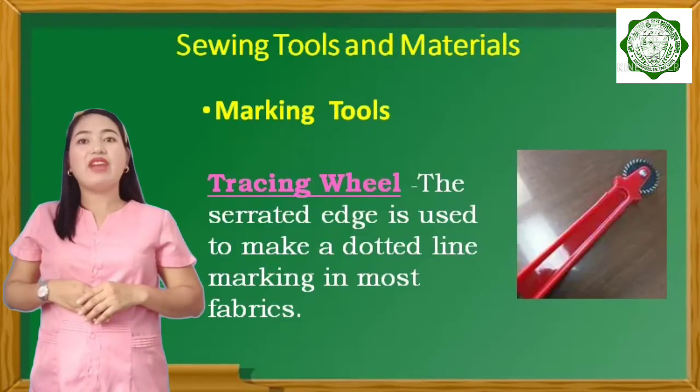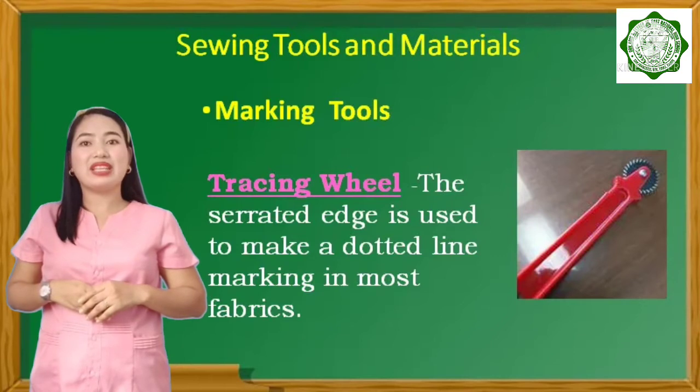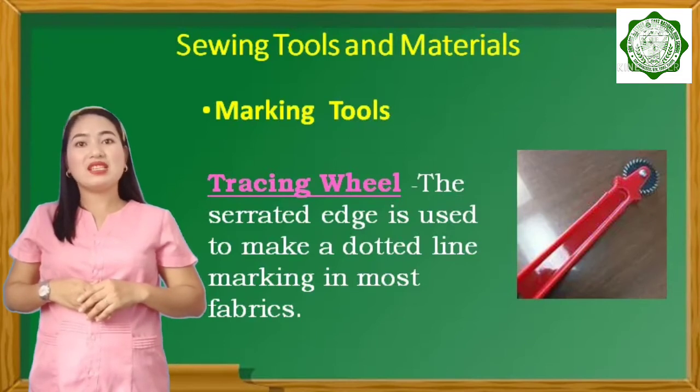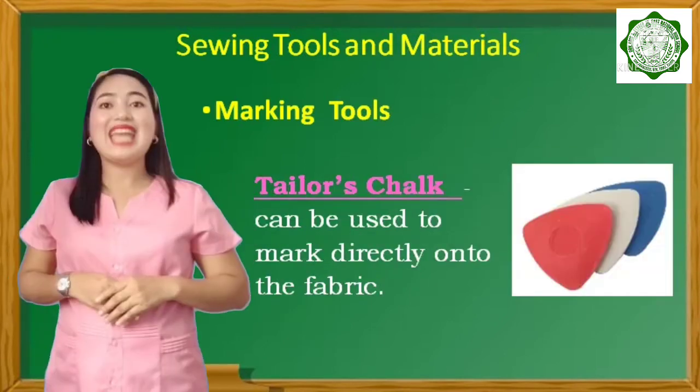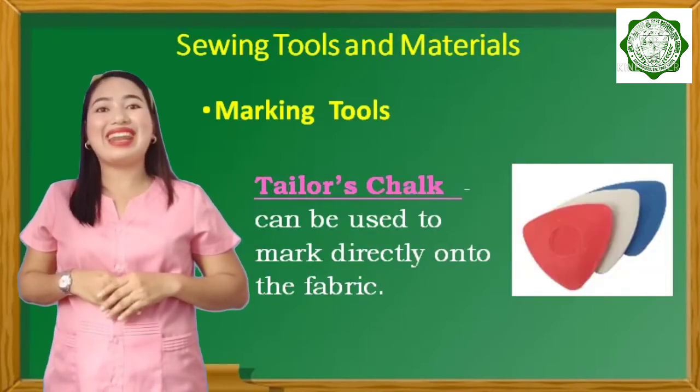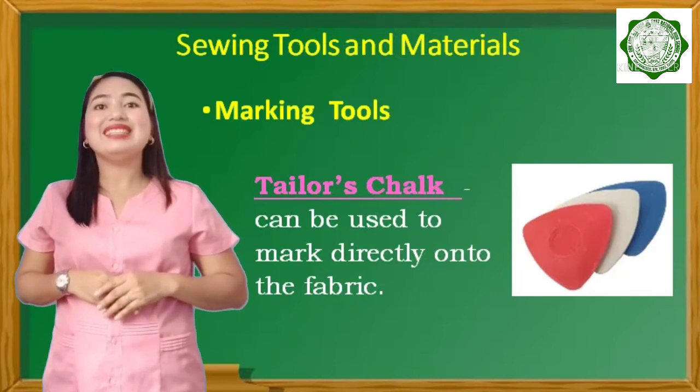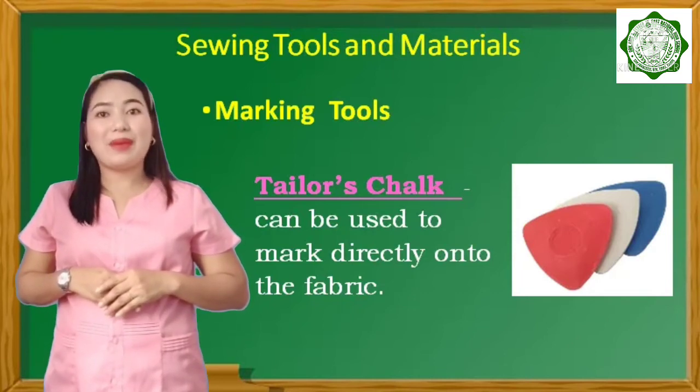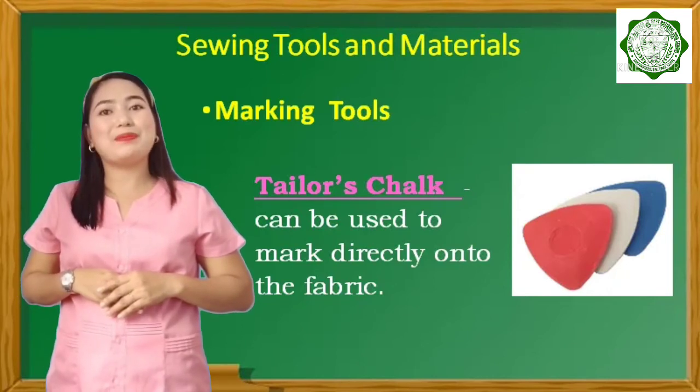Tracing wheel. Available in serrated or smooth edge. The serrated edge is used to make a dotted line marking in most fabrics. However, it may damage delicate ones. The smooth edge makes a solid line marking and is used for delicate fabric such as silk and chiffon. Tailor's chalk can be used to mark directly on the fabric. It doesn't need sharpening like a chalk pencil. It is available in a range of colors and is removed by brushing.